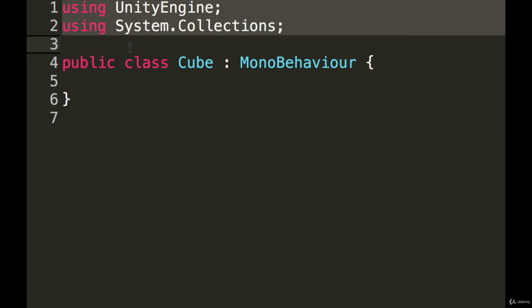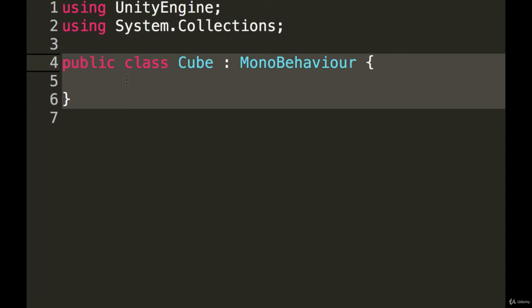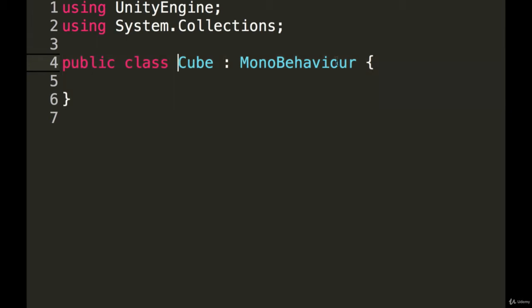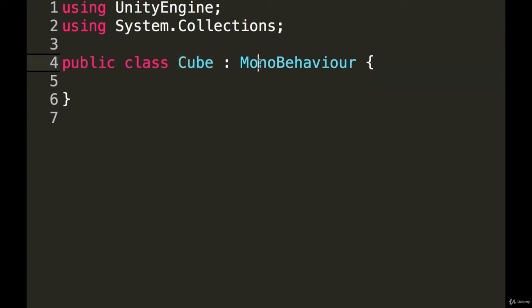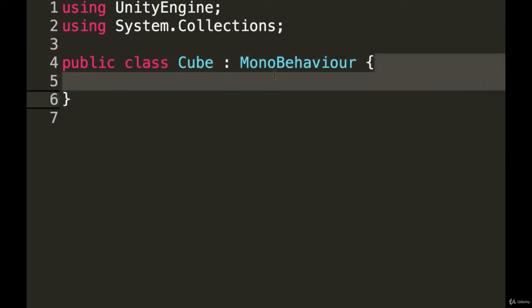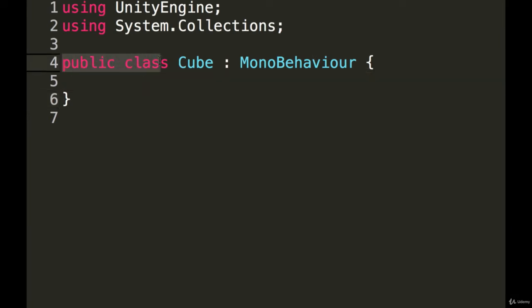So that's why we use these lines. And this block of code here is basically the definition of the cube class. Whatever we write between these curly braces is going to change how the cube behaves, and these curly braces basically define the scope of this class. So here we say that we are defining a class called cube.